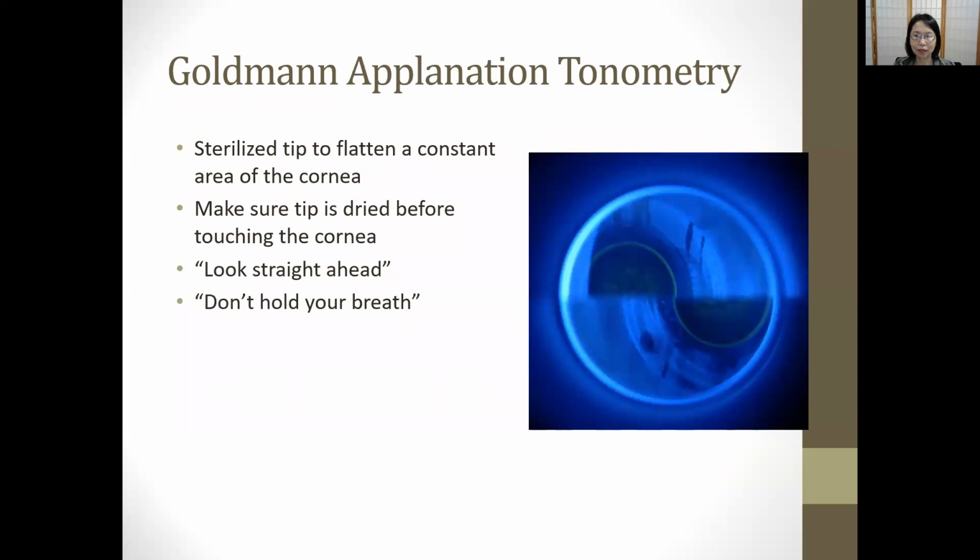And as you can see in this image, this is what you're supposed to see. You're supposed to see the two mires meet in the middle, and you want to see the mires being thin and not too thick. This helps you to get an accurate measurement. To achieve this, first make sure that the tip is sterile and it flattens the central part of the cornea. Make sure the tip is dried so that you don't cause a corneal abrasion. You tell the patient to look straight ahead, and also importantly, tell the patient to continue to breathe so that you don't get an artificially higher IOP.